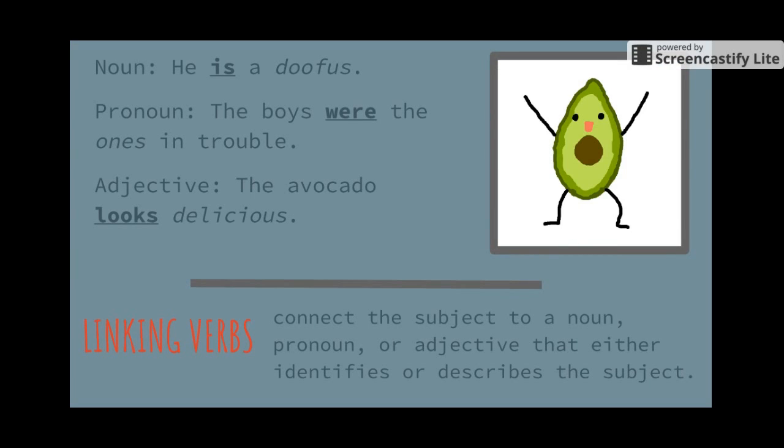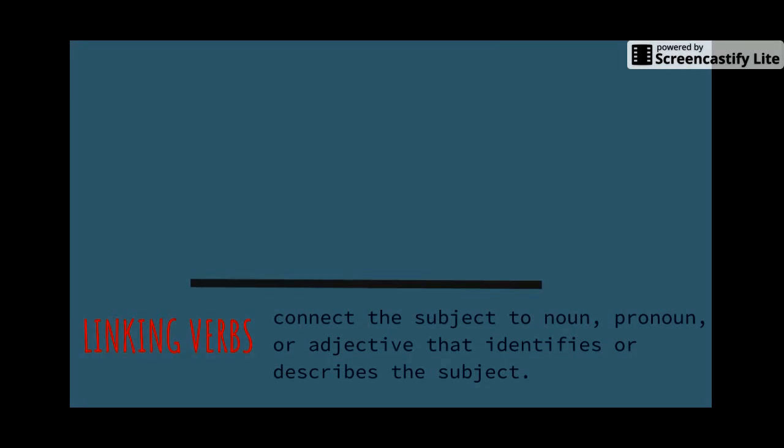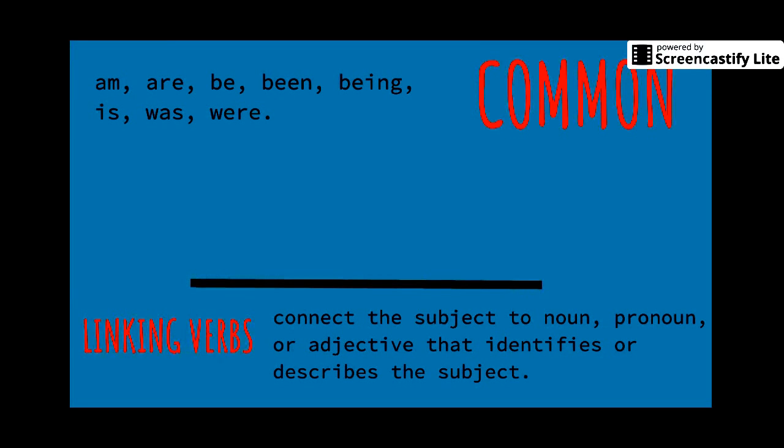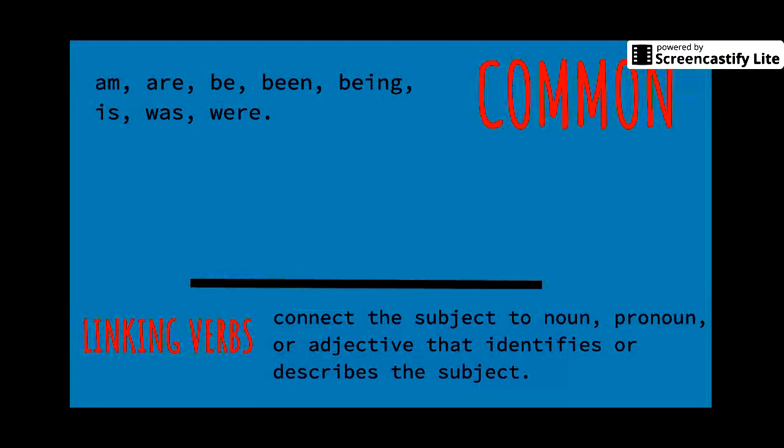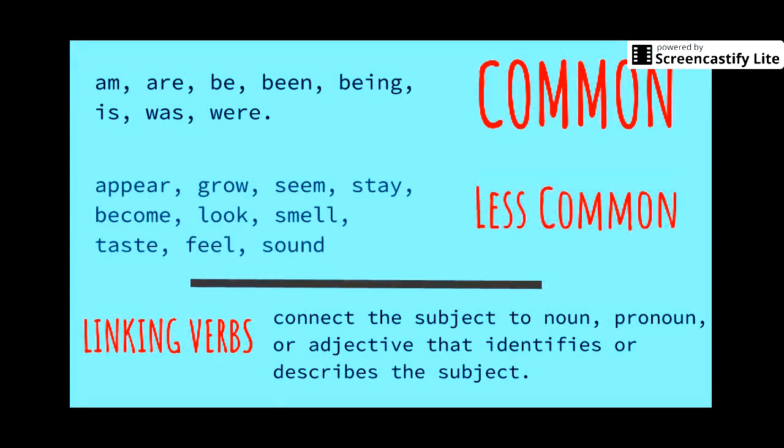Now, the most common linking verbs are forms of to be. For example, am, are, be, been, being, is, was, were. There are some other common linking verbs that are not of the verb form to be. They're a little less common, but they still happen. Appear, grow, seem, stay, become, look, smell, taste, feel, sound. These can act like linking verbs when they connect the subject to a noun, pronoun, or adjective that identifies or describes that subject.